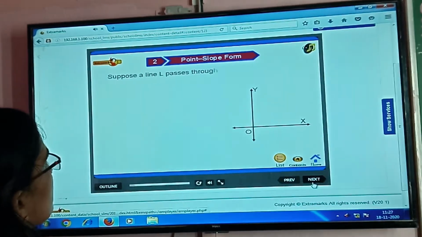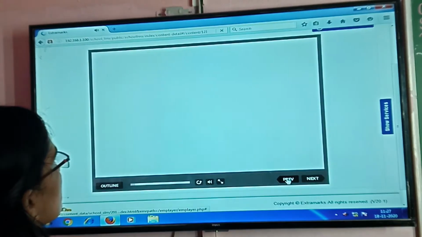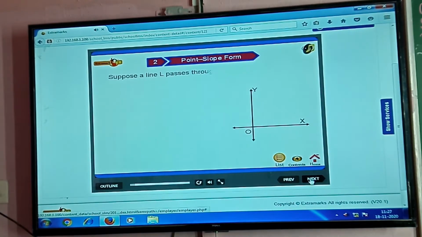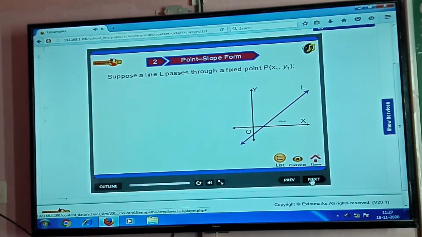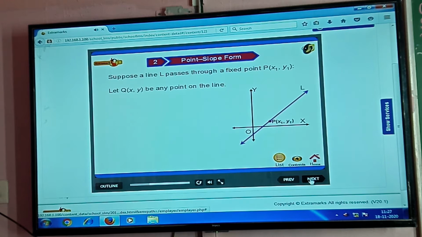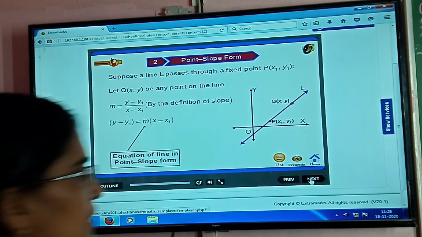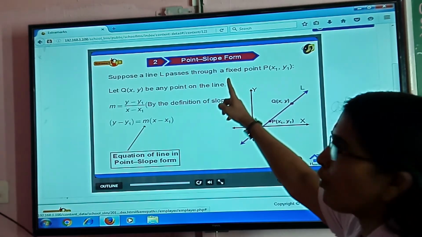Suppose a line L passes through a fixed point P. Let Q be any point on the line. Then the slope of the line is given by the following expression. On simplifying this, we get the equation of the line in the point slope form. My dear children, this is the second type, point slope form.